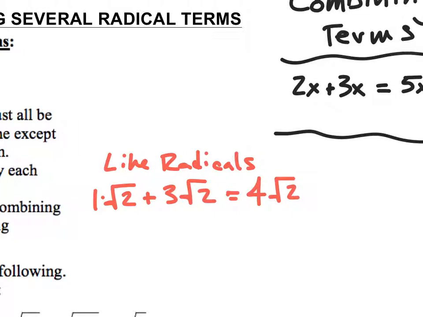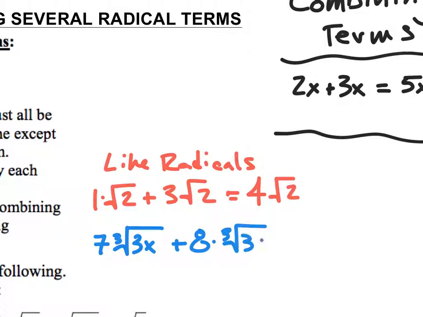All right, let's look at something a little bit different. Let's do the cube root of 3x: 7 times the cube root of 3x plus 8 times the cube root of 3x. Because we both have the cube root of 3x, we can combine the numbers up front. This would give me 15 times the cube root of 3x. So that's the idea. If we know that, then everything else is easy.